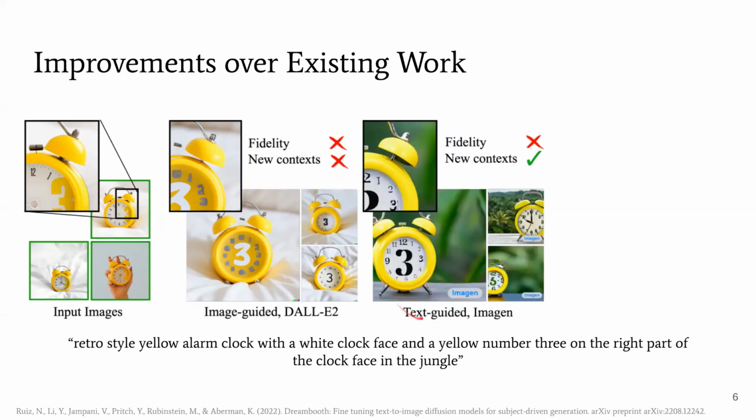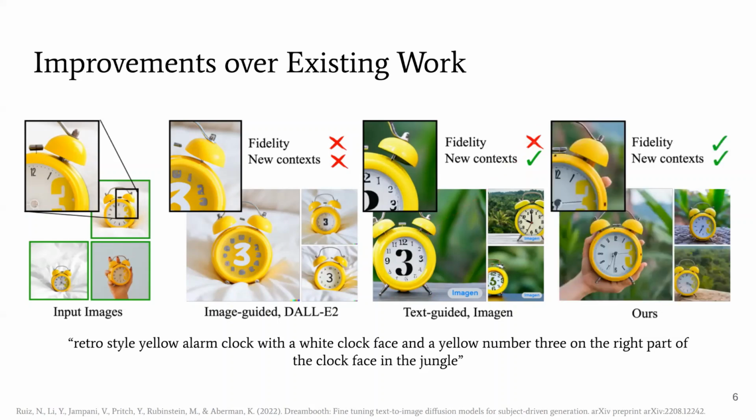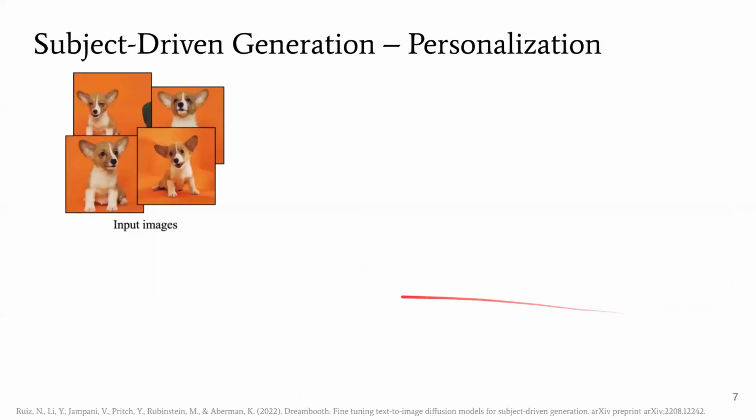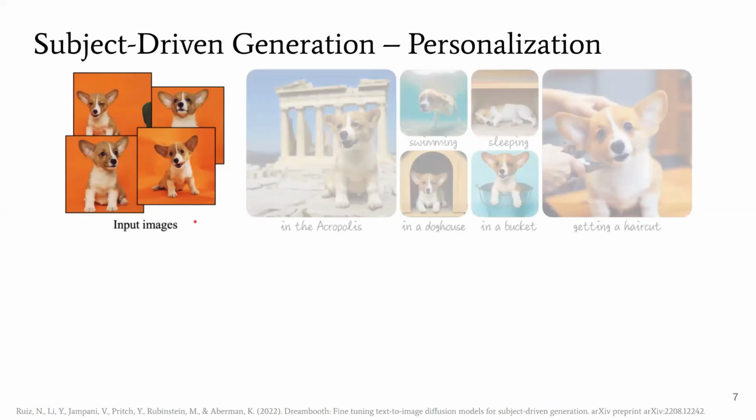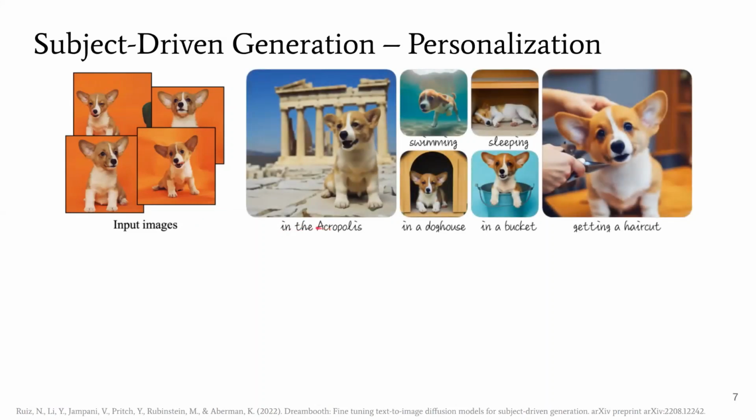Imagen was slightly more robust. We see that it actually takes in the jungle context and places the clock in the jungle, but like DALL-E, it just captures the high-level details of the clock and does not maintain object fidelity. However, when you fine-tune using this DreamBooth technique, we see that it faithfully reproduces the input clock. We see the same big yellow 3, and it places it into new unique contexts. So here's a more robust figure demonstrating the capabilities. If we take these 4 input images of a dog at a photo shoot, instead of simply photoshopping a background behind them, you can ask the model to place your dog in the Acropolis or swimming, sleeping.